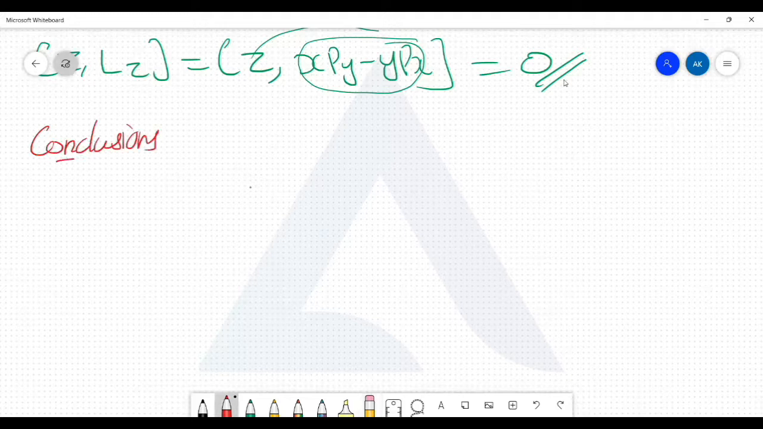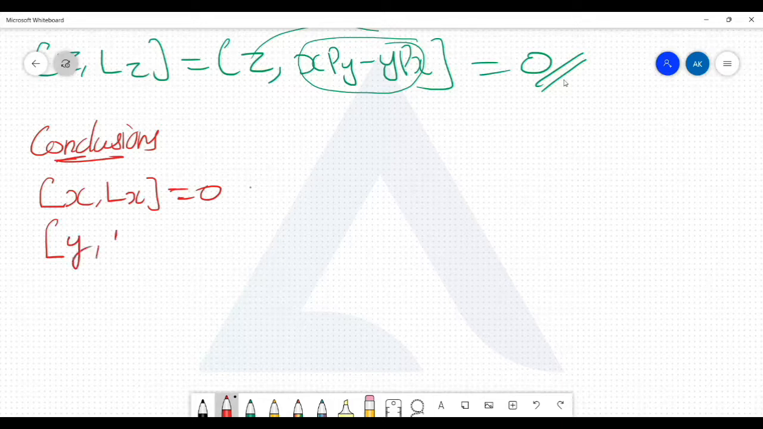Conclusions. X with the Lx equal to 0. Y with the Ly. First, I have to consider all Lx terms. Okay. Y with the Lx.